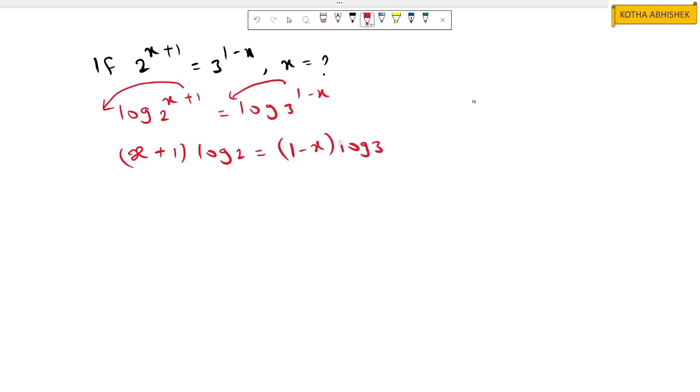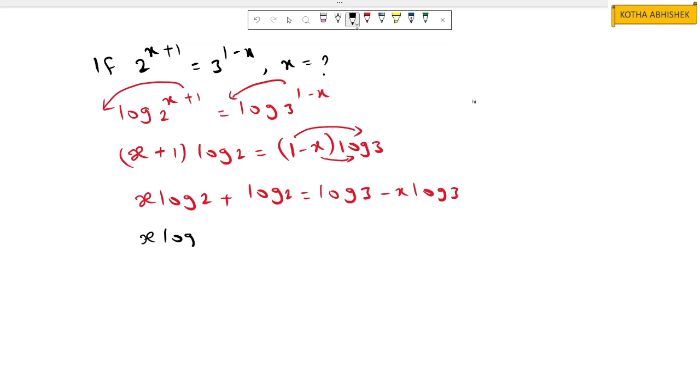Now let us try to remove this bracket. x into log 2, x log 2, plus 1 into log 2, 1 log 2 or simply log 2, equals the same way here also 1 into log 3 or 1 log 3, minus x into log 3, it is x log 3. I am keeping x log 2 as it is to the left side. In the right side we have minus x log 3, right? That I am taking to the left side now, so it will become plus x log 3. So x log 2 plus x log 3 equals log 3, which is already right side as it is, plus log 2 I am taking to the right side, then it will become minus log 2.